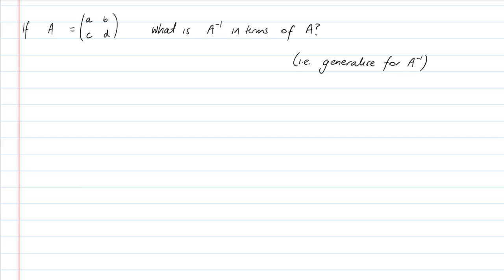And in this video we're going to continue exploring the inverse matrix. So where matrix A is a, b, c, d, what is A inverse, A to the negative 1? And we're actually going to generalise this and then apply it to a couple of examples. So hopefully this video won't be too long, but I do tend to ramble, so let's see how we go.